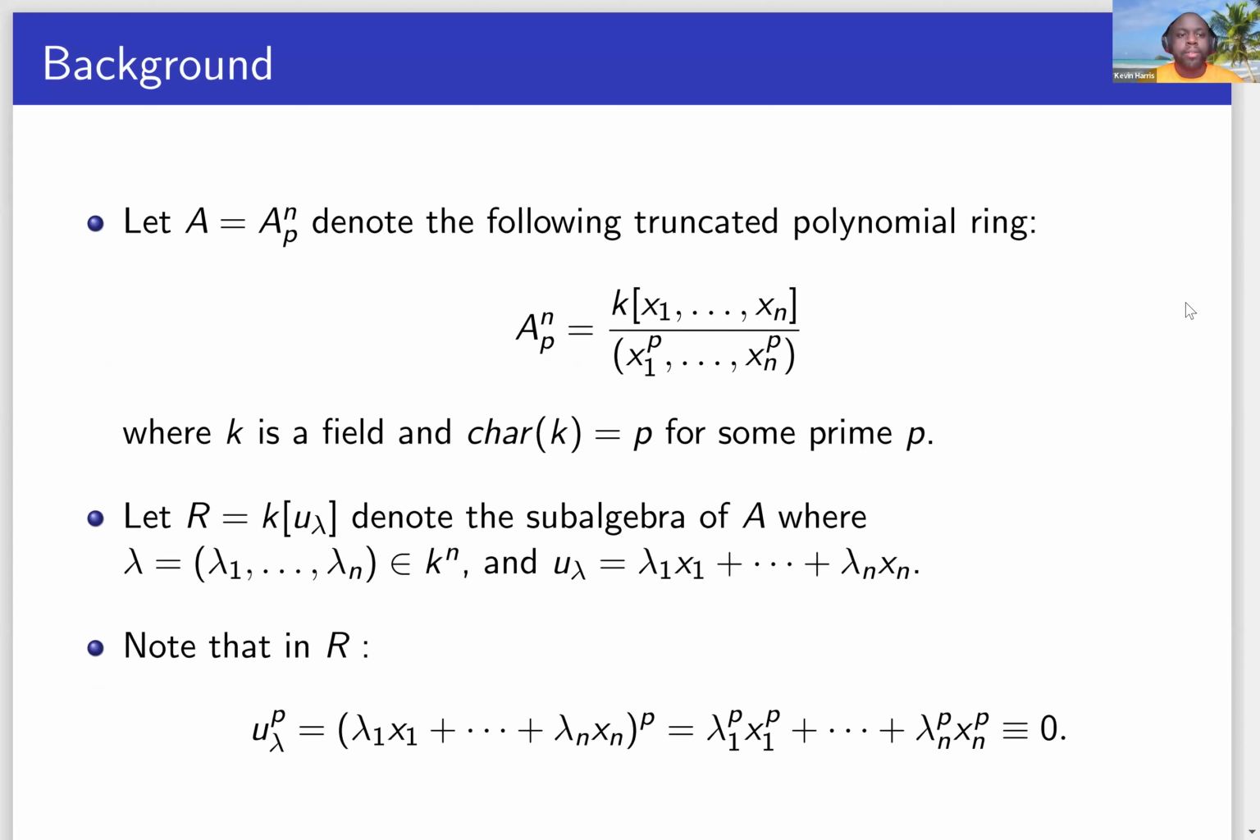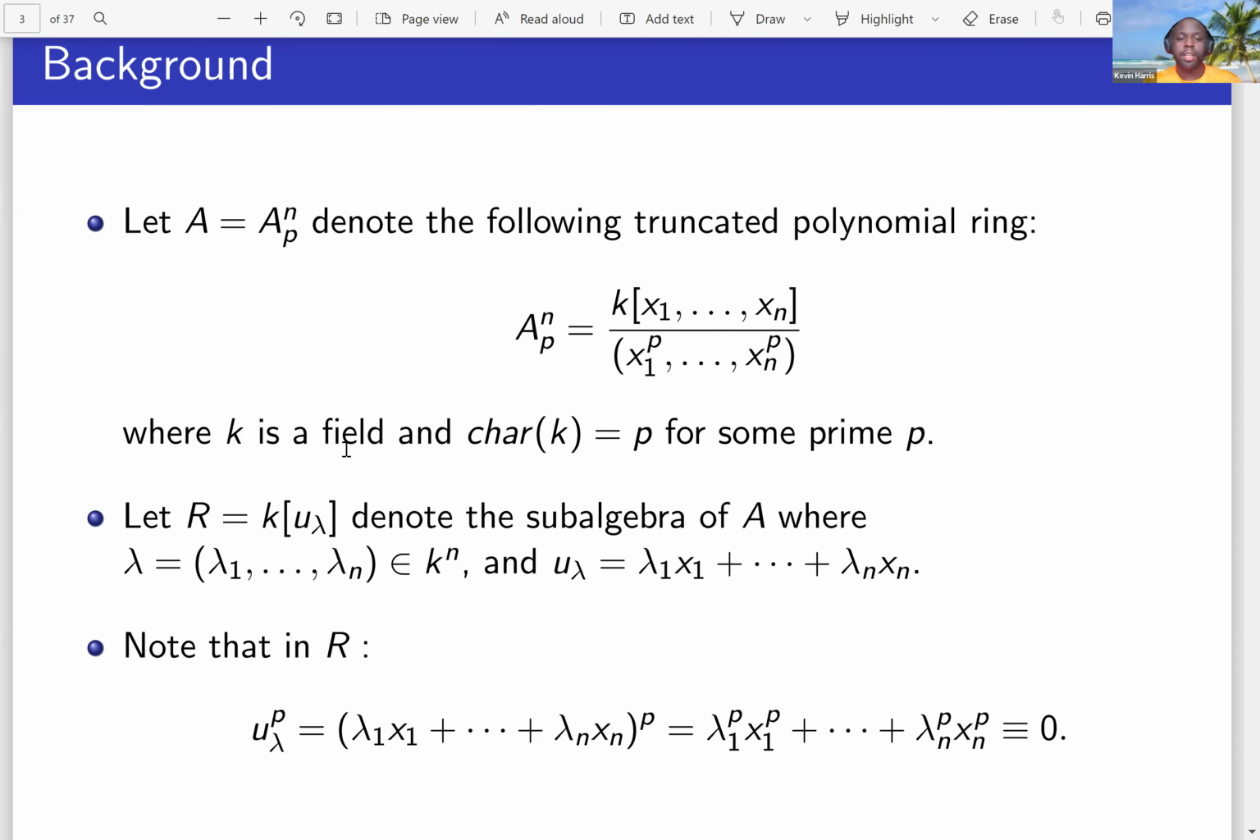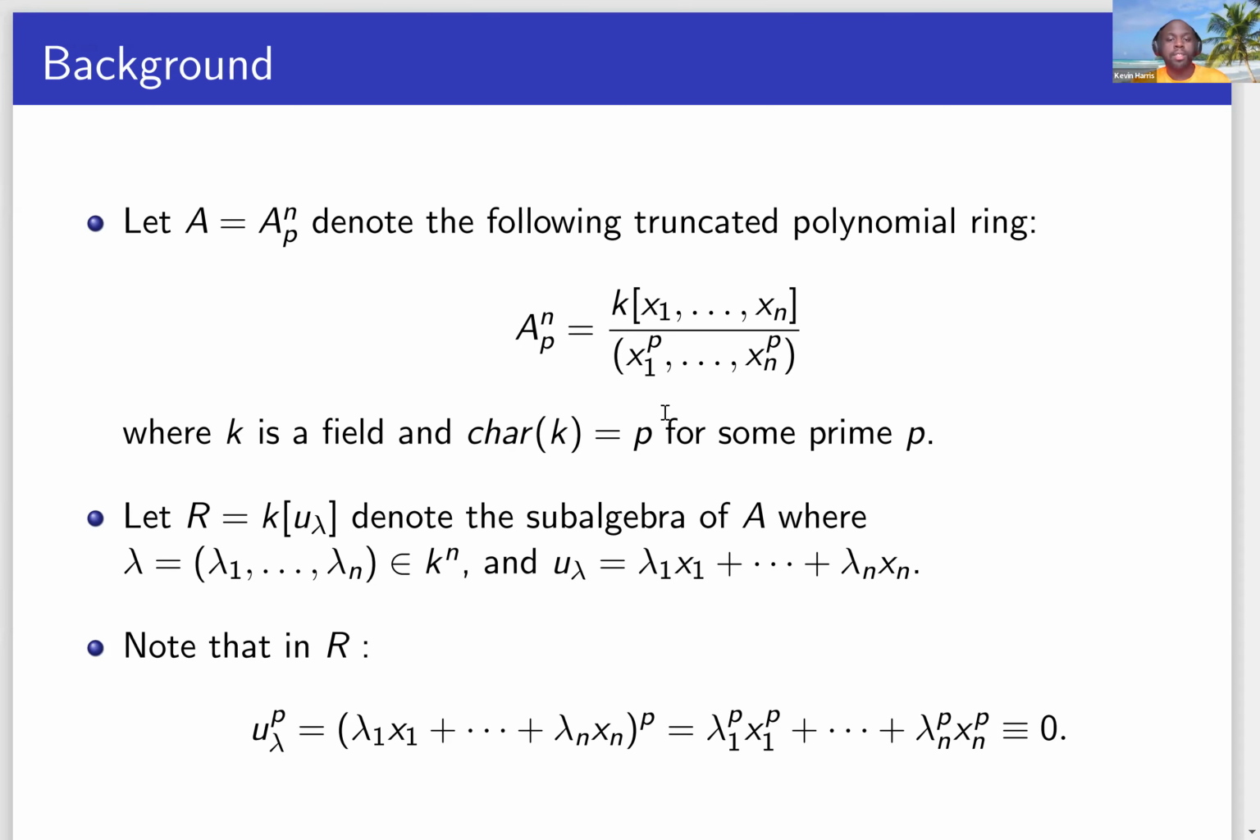All right, so the background, let's just get right to it. We call it A, or A_{n,p}. Let it denote the following truncated polynomial ring, which is just the polynomial ring where you cut out the ideal generated by x1^p, x2^p, and so on, all the way up to xn^p. Throughout the talk, you'll hear me just call it A, unless we're talking about specific examples, like you might hear me say A_{2,2}, for example. That just means that n is 2 and p is 2, or A_{3,2} or something like that. But more than likely, I'll just say A for the rest of the talk. K is going to be a field per usual, and the characteristic of K is going to be p for some prime p. So we're dealing with prime characteristic in our field.